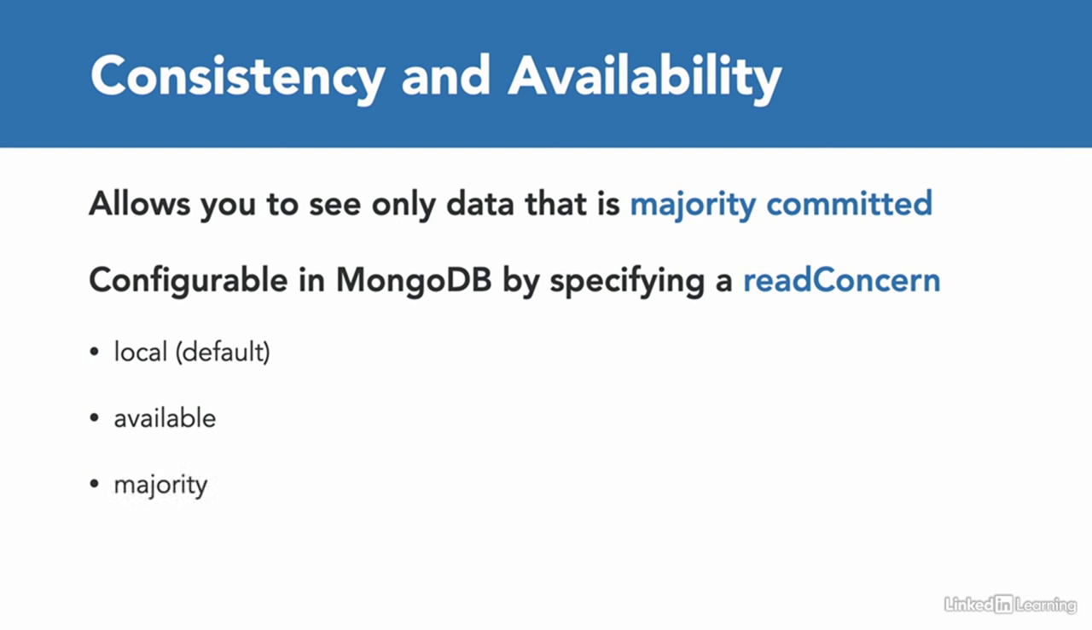Then there's majority, which you've already met, and linearizable, which returns majority committed data only, but waits for any concurrent writes to complete before reading and returning the data. Be aware that the linearizable read concern is slower than other read concerns.